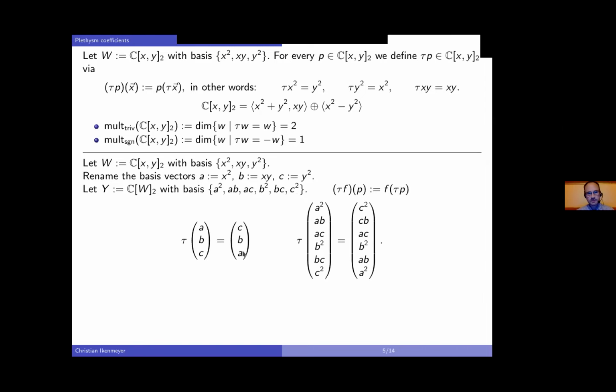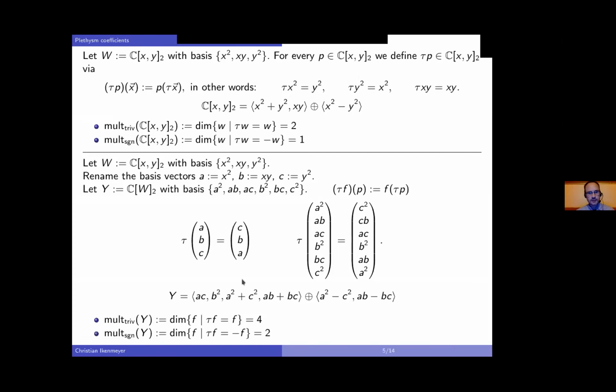Let me quickly show you. Tau maps A to C, B to B, and C to A, as we've seen here. This is just what I wrote here. But then in a natural way, if it maps A to C, then it maps A squared to C squared, and AB is mapped to CB and so on. So in this way, we get a completely natural action of tau on that 6-dimensional vector space.